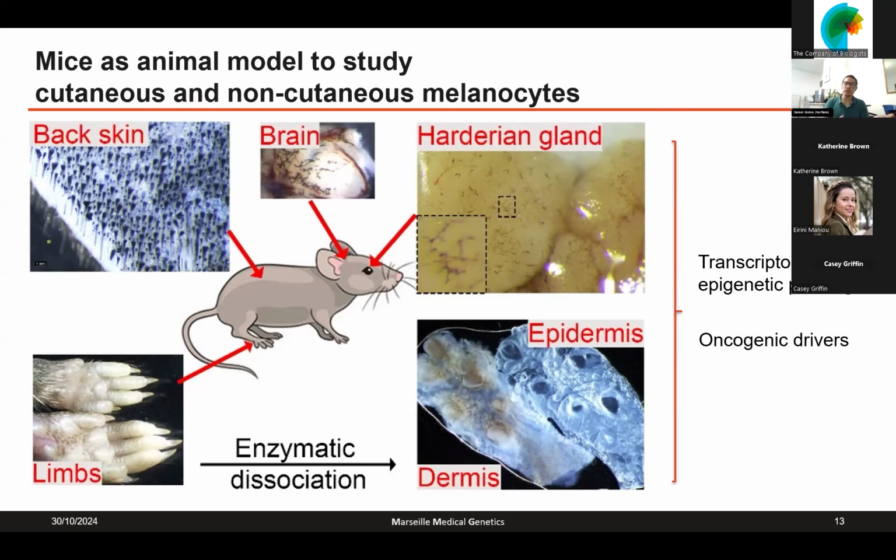So really, the question is to understand the differences between these different populations of melanocytes that are homologous to those in humans, to then understand the transcriptional differences, and why some oncogenic drivers will initiate melanoma in some tissues but not in others. So stay tuned for this story. Hopefully very soon we will tell you more about that.